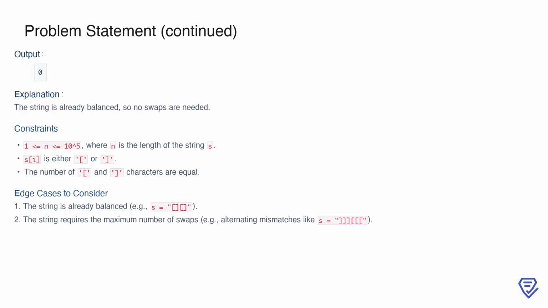Now, let's look at a simpler example with the input string s equals. The output here is 0, which means no swaps are necessary. This is because the string is already balanced, as every opening bracket has a corresponding closing bracket in the correct order. This example highlights that some strings may already meet the balanced condition without requiring any modifications.